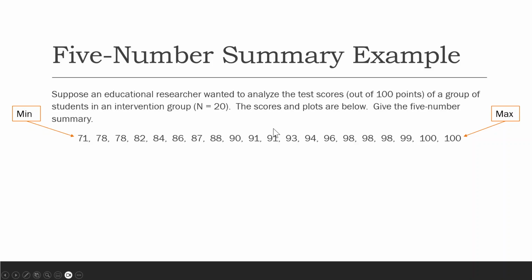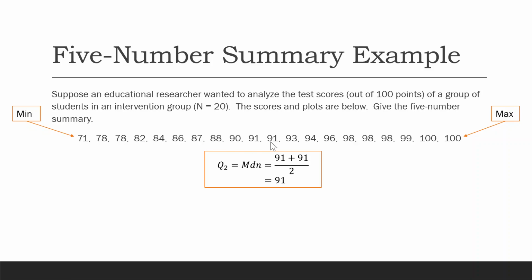Now notice if I add those together and divide by 2, we're going to get the exact same value, right? And so our median, our quartile 2, is that same value, 91. Now, notice I have 2 middle numbers there.